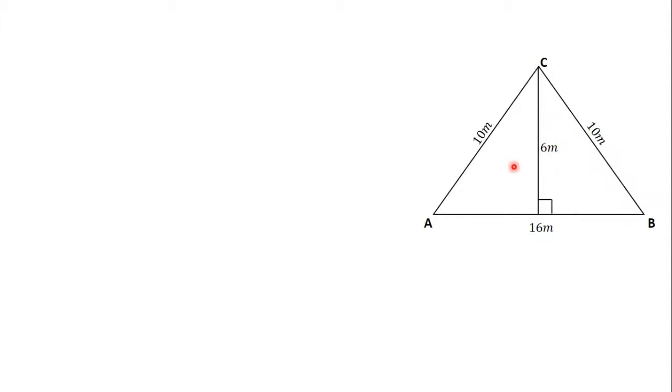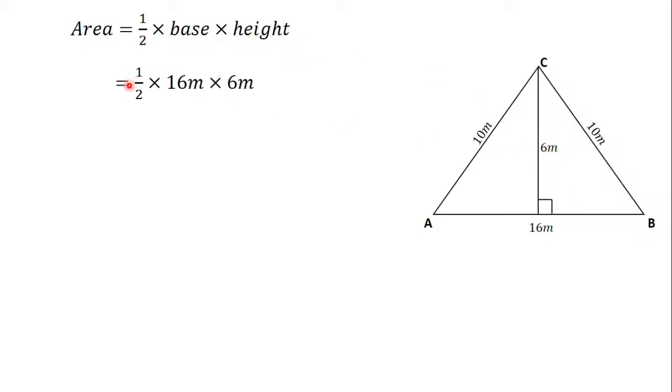We can now find the area of the triangle because we know that the area is equal to half times base times height. The base is 16 meters and the height is 6 meters. So we have half times 16 meters times 6 meters, and this is going to be 48 meters squared. So the area of this triangle is 48 meters squared.